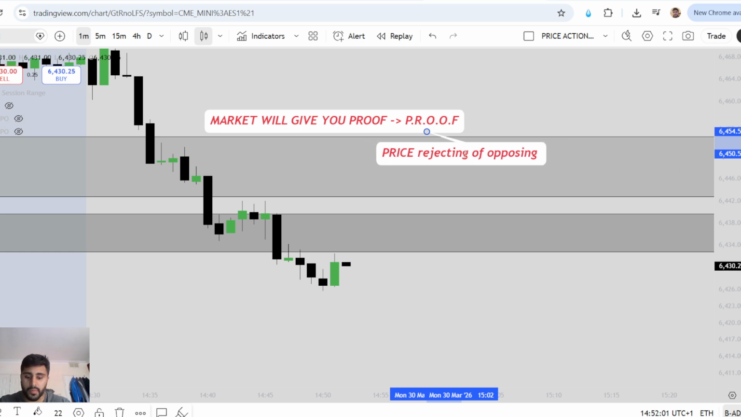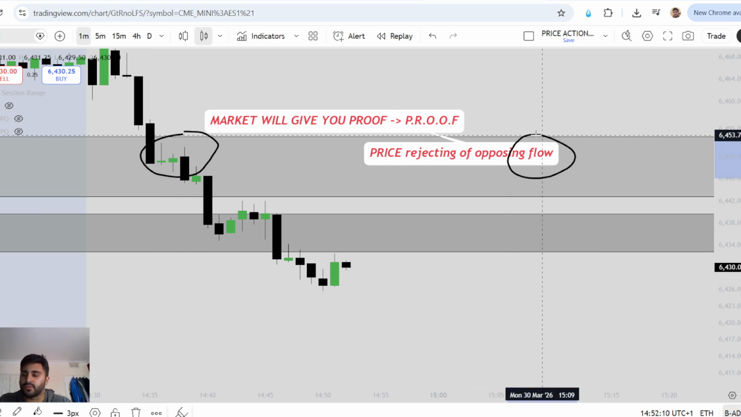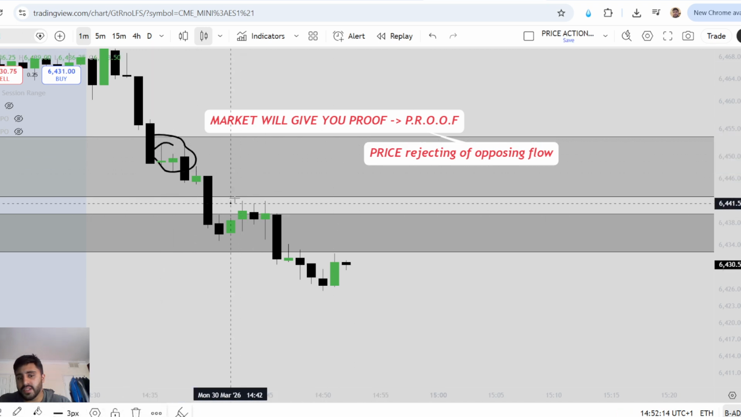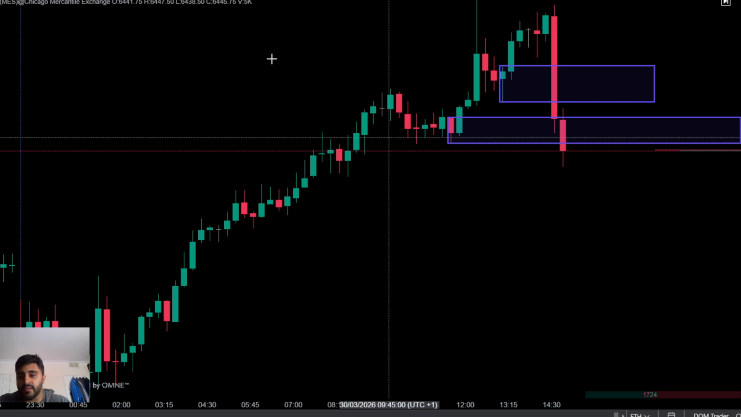Sorry, price rejecting of opposing flow. And so what that means is we see here a lot of buying activity here. Flow means sort of order flow. So when you're looking at this now, you're seeing a lot of buyers here. You're seeing a lot of those buyers here. Now, how do we know that? We know that from our trusted friend over here.